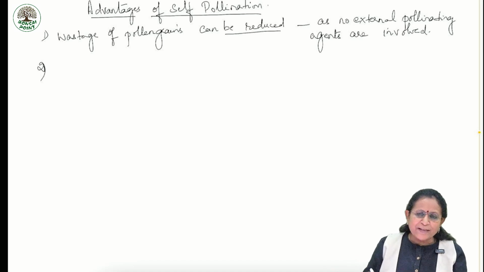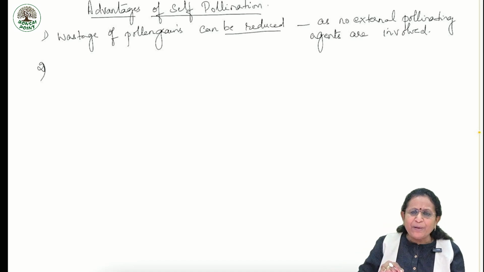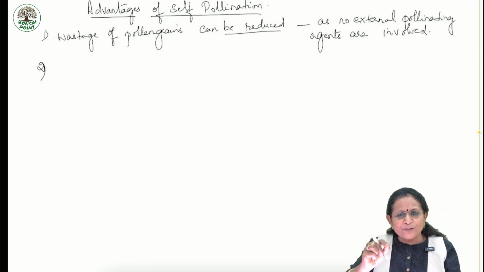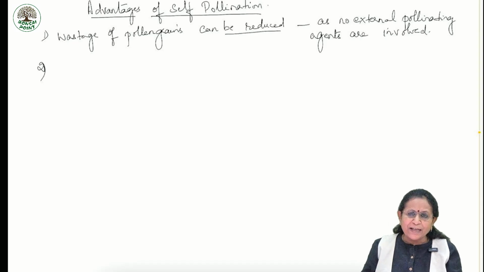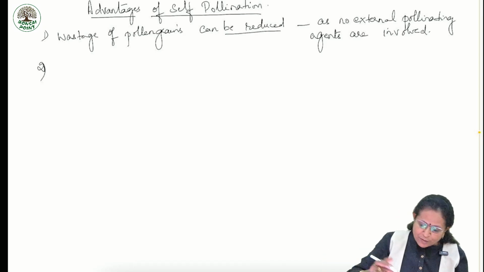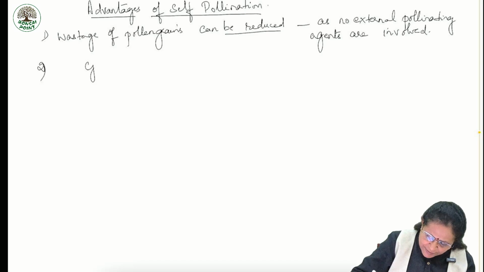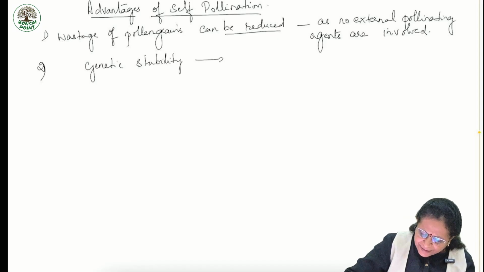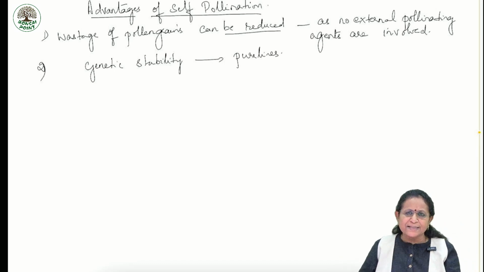Now, the second point is, on the same plant, we are seeing the pollen grains being transferred to the stigma of the same flower. That means what? Genetic stability will be maintained because of self-pollination. What do you say? Genetic stability is maintained and we see the pure lines.